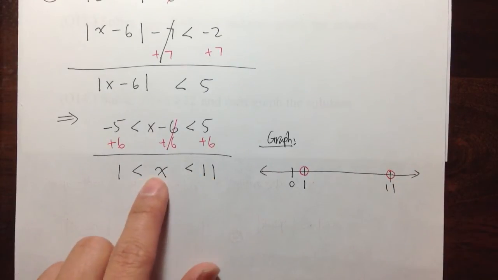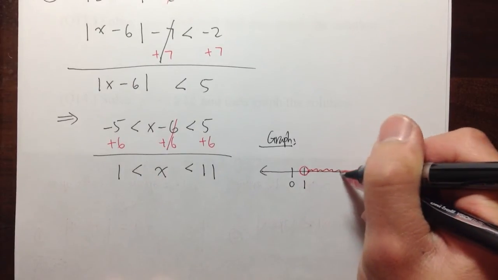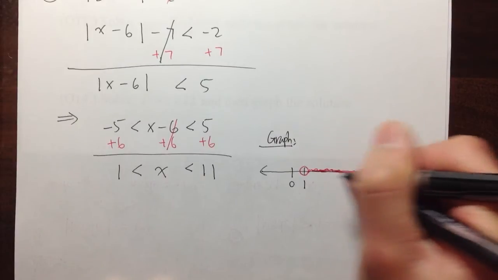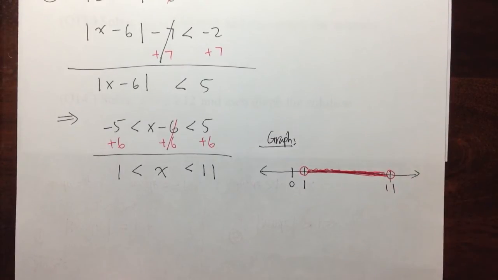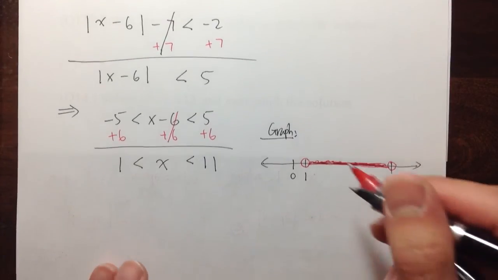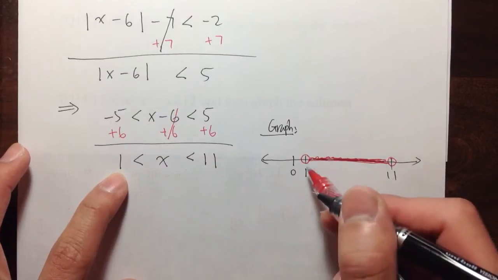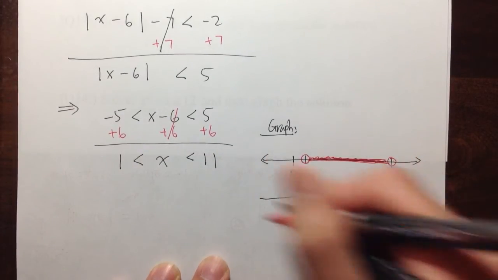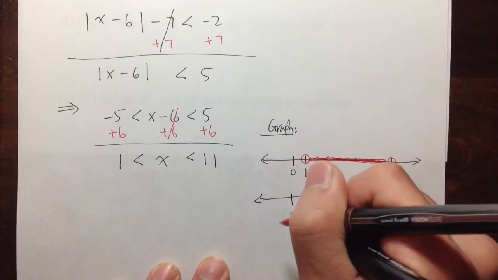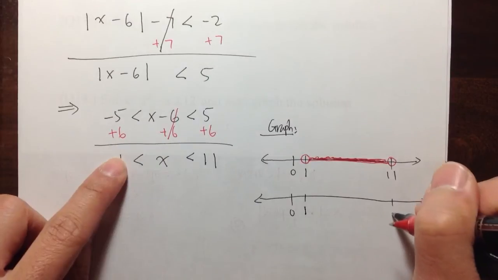And then I want x to be in between 1 and 11. So I'm going to graph everything in the middle. So I'm going to just shade in the middle pieces. Okay, so this is one way, by using the open circle. Only if you have a line under it, then you will fill in the circle. Another way to graph this is, again, you draw the number line, you indicate where the 0 is, and then you indicate where the 1 is and where the 11 is.